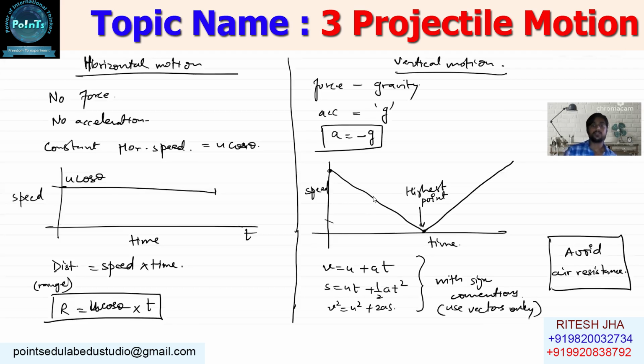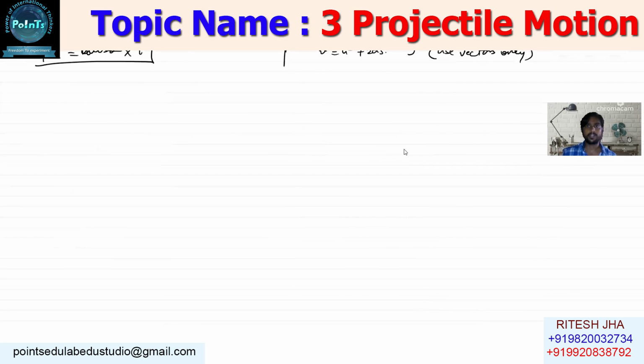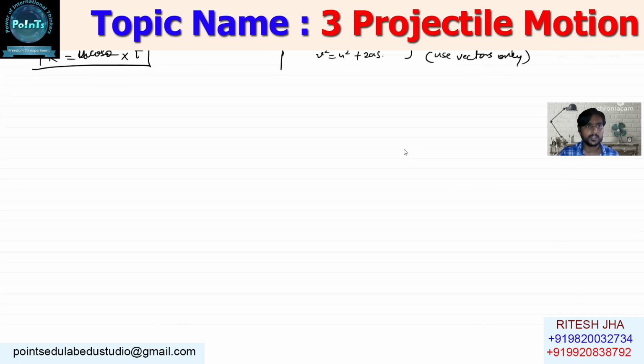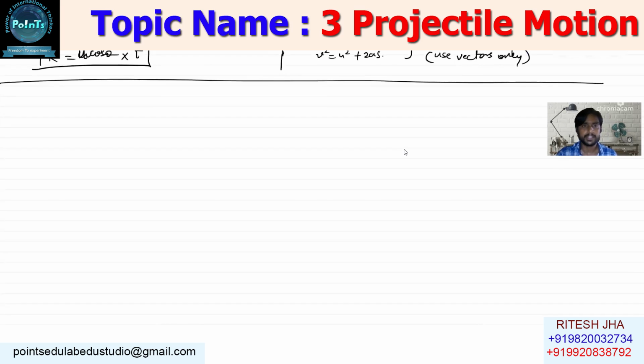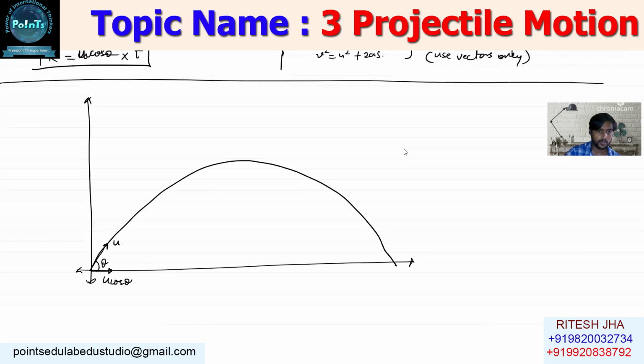So we have this horizontal motion and the vertical motion. When you combine them, you get the projectile motion. Basically, what do we observe overall? If this is the projectile, this was the horizontal speed at some angle theta. So this is the horizontal speed, which is u cos theta.